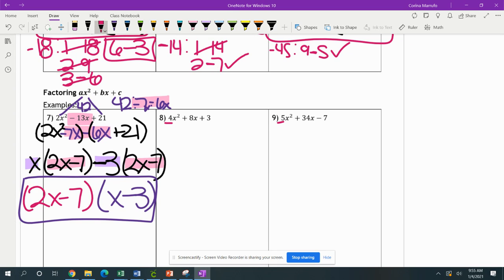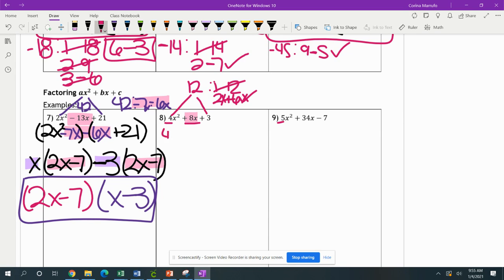We started off the same way that we did the last problem. We multiply 4 times 3, which is 12. We go ahead and write down the factors of 12. We have 1 and 12, but that doesn't add up to 8. We have 2 and 6, that does add up to 8. So instead of having this 8x, we're going to rewrite it as 2x plus 6x.